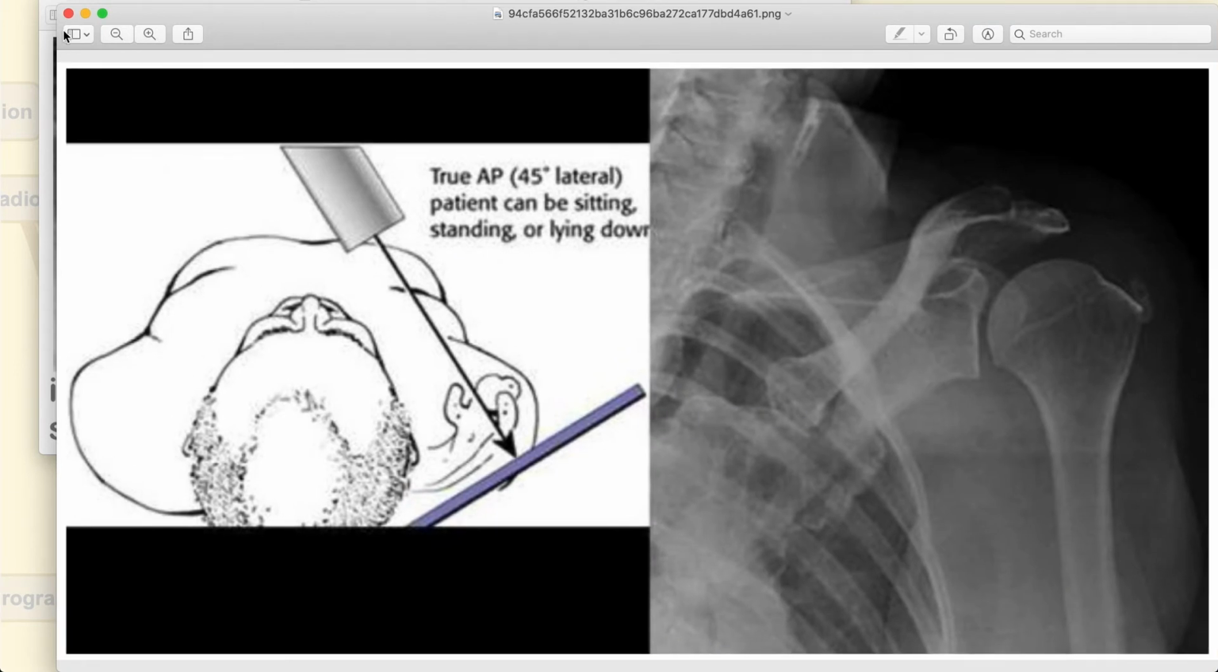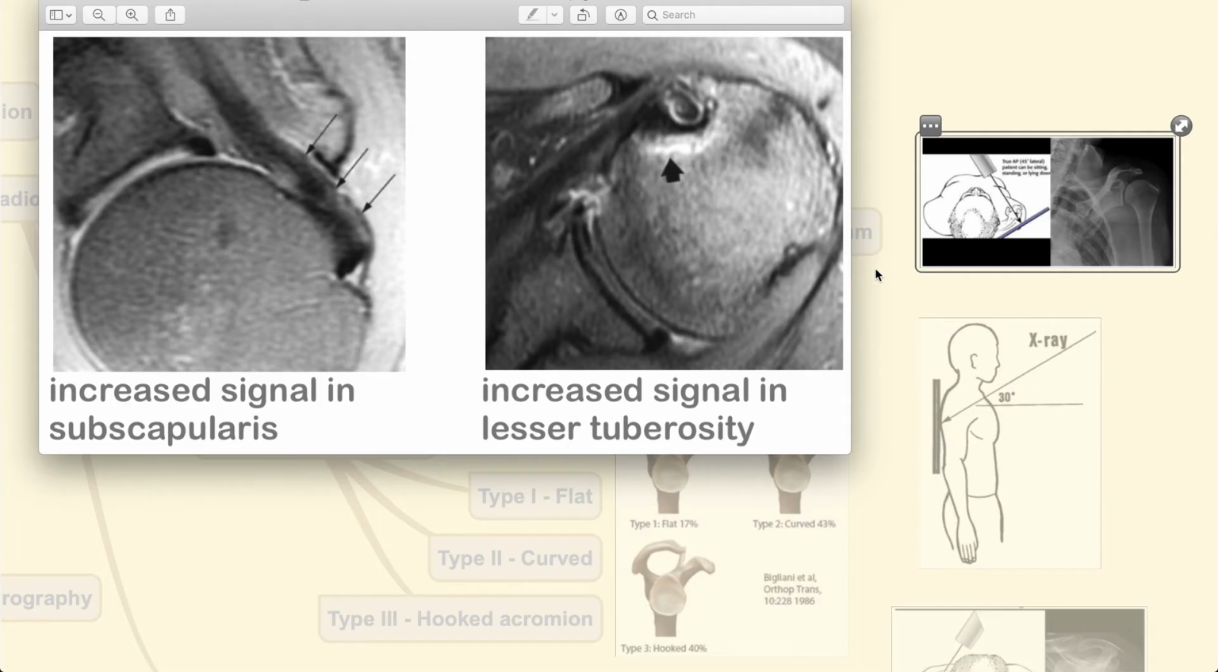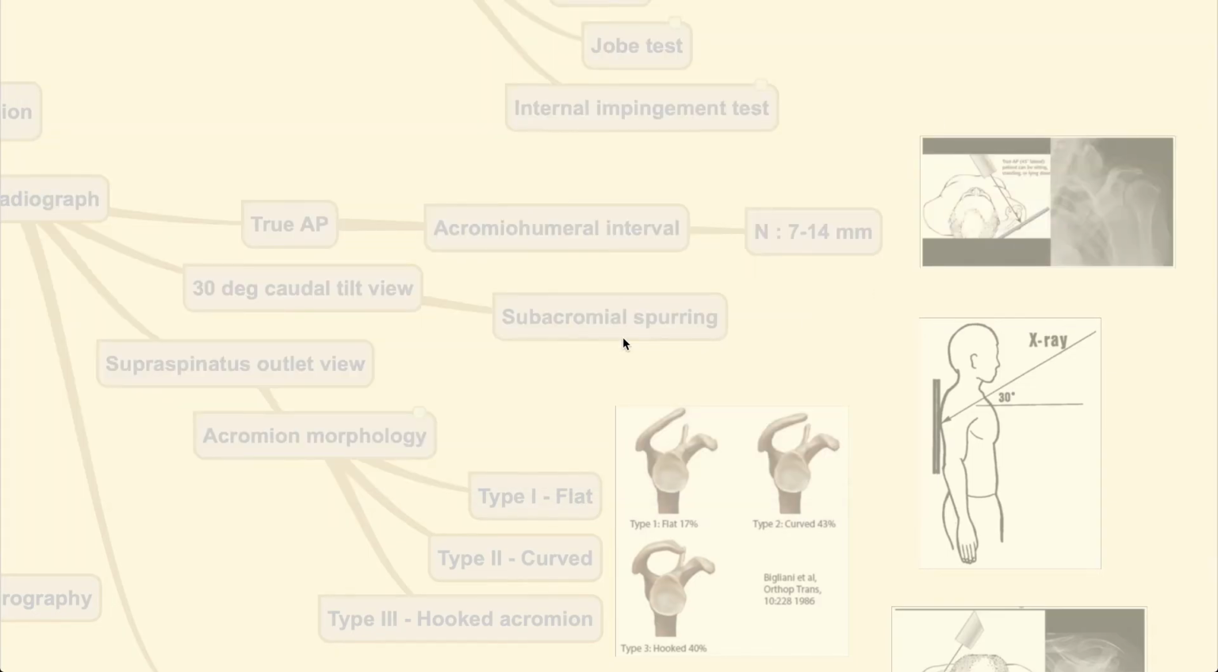With a 45-degree laterally placed beam, the patient can be sitting, standing, or lying down, and you measure this space here, under the acromion and above the humerus. Now this space should be at least 7 to 14 millimeters.